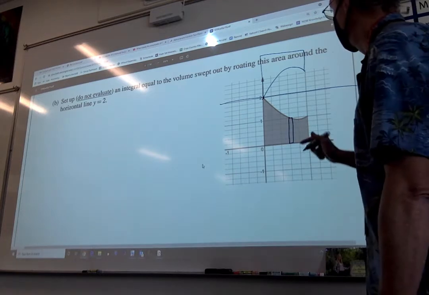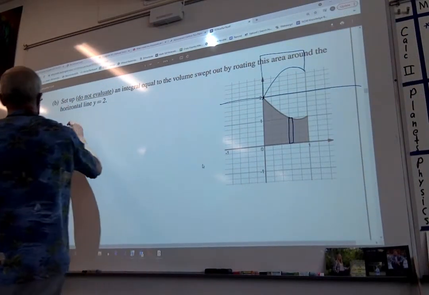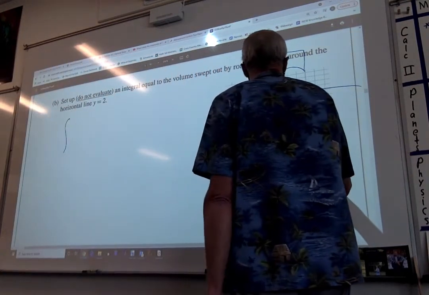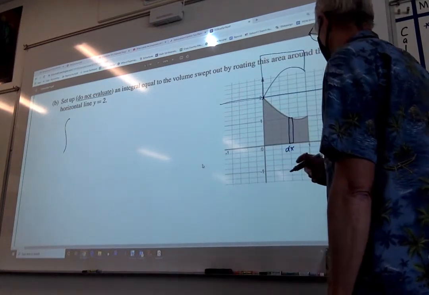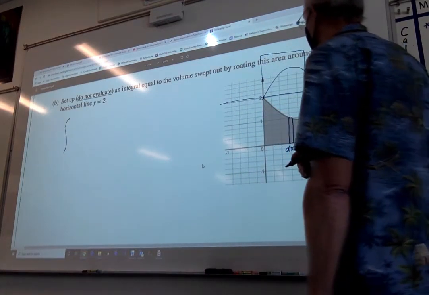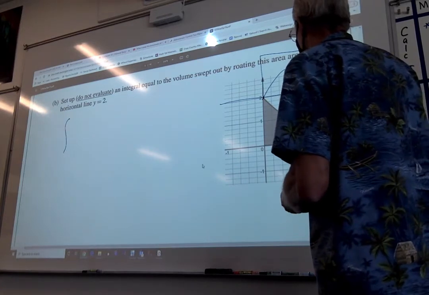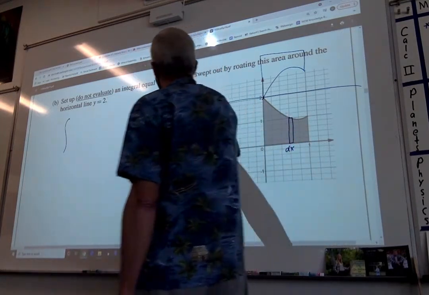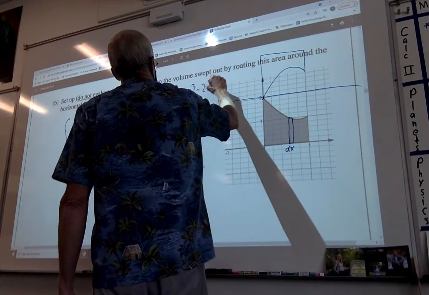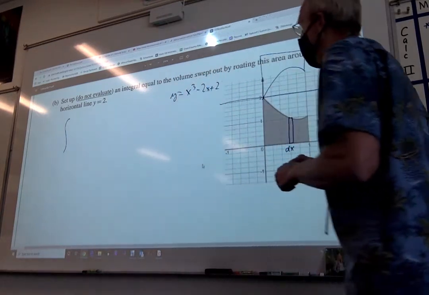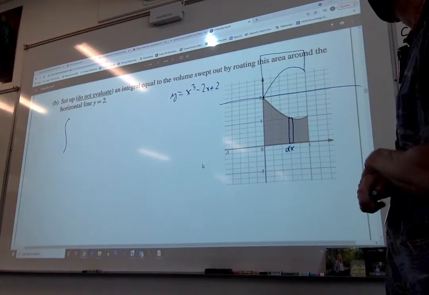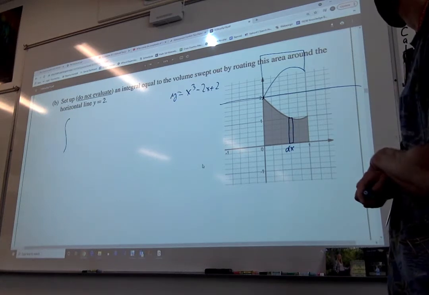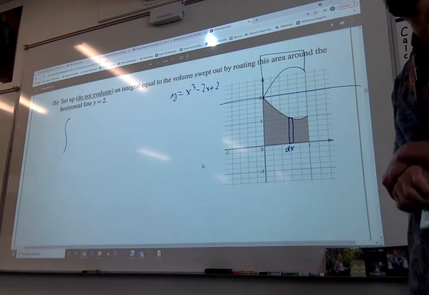Okay, so here it's a shell. So how does that work? Integral, okay, first off, it's a dx. Has to be a big R minus little r. What was our formula? y is equal to x cubed minus 2x plus 2. Okay, there's no way we can solve for x. Can we? No, we're not going to get x as a function of y.